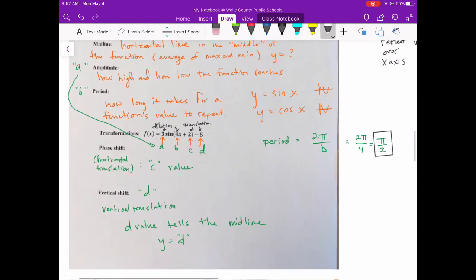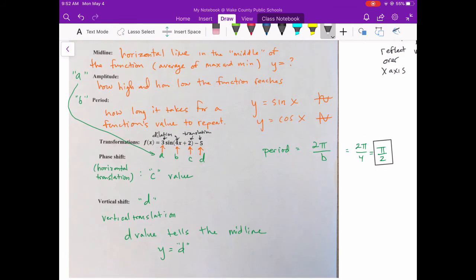Remember that midline had to do with your vertical translation. Amplitude had to do with your vertical stretch. Period was part of the horizontal stretch. And then phase shift was your horizontal translation. Okay, so all that information. And as always, feel free to pause your screen and get that information down on your paper if you don't already have it.